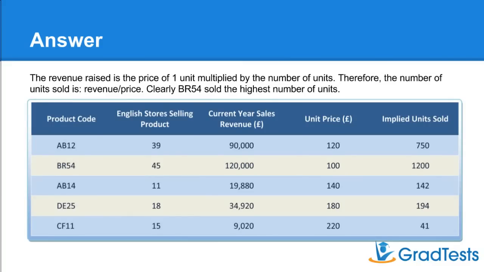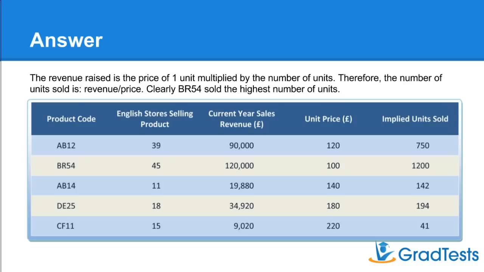And here's how you do it. If you think about it, revenue is just price times quantity, or the price of one unit multiplied by the number of units. So if you can do some very basic maths in your head, that must mean the number of units is the revenue divided by the price. Just think of a basic equation.